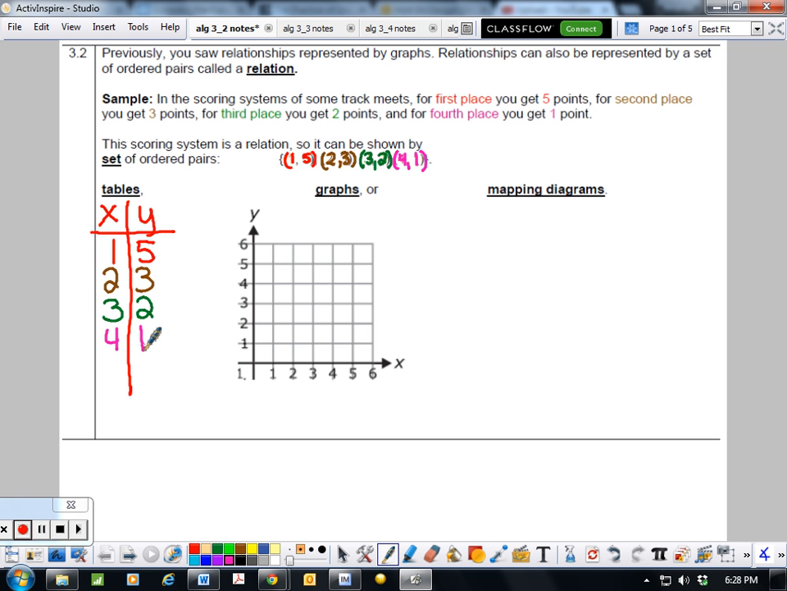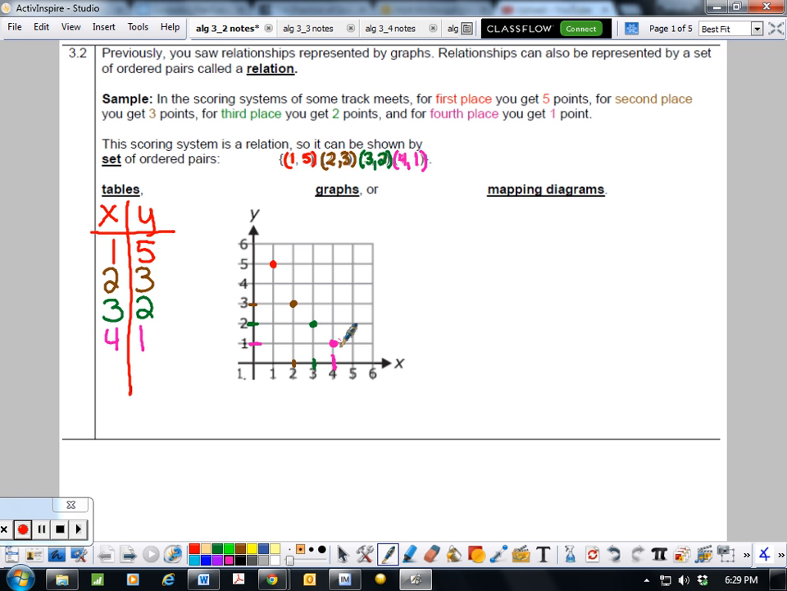And then I can actually take that table and graph it. So first place was 5 points. Second place, so 2 on my X, 3 on my Y, so second place was 3 points. Third place, so 3 on my X, was 2 points, so 2 on my Y, and I'm looking at where they intersect. And then fourth place, so 4 on my X, and 1 on my Y, and I'm looking where they intersect. And that's my graph.